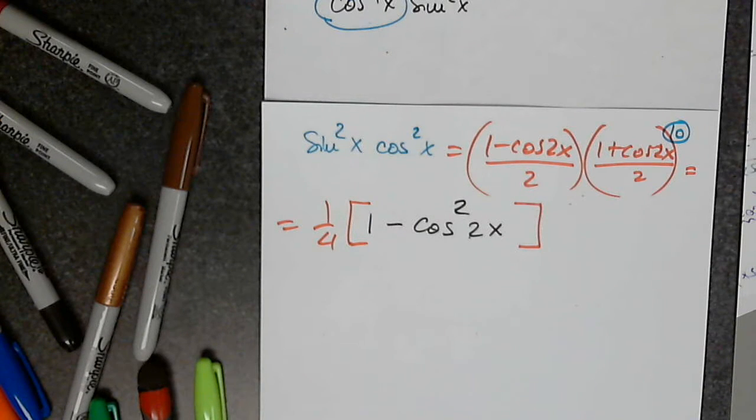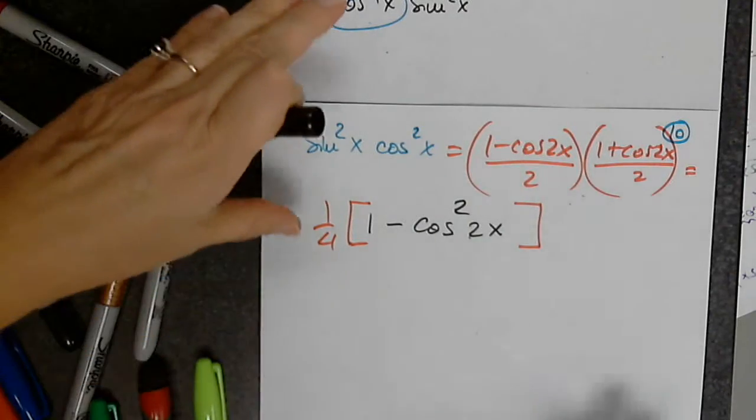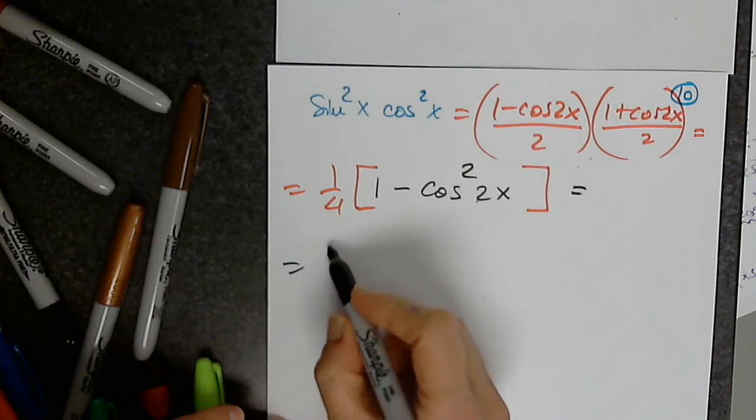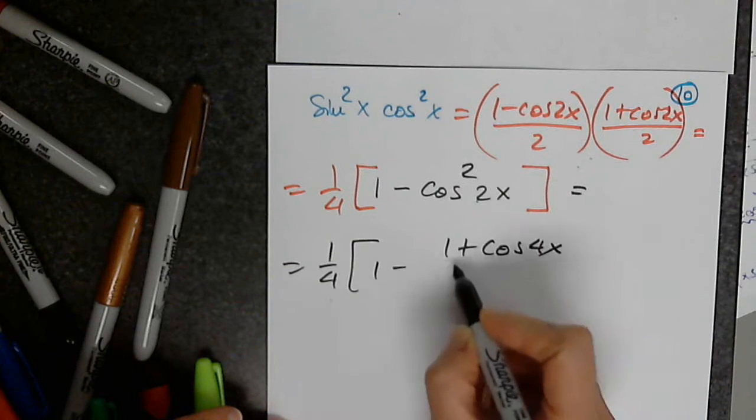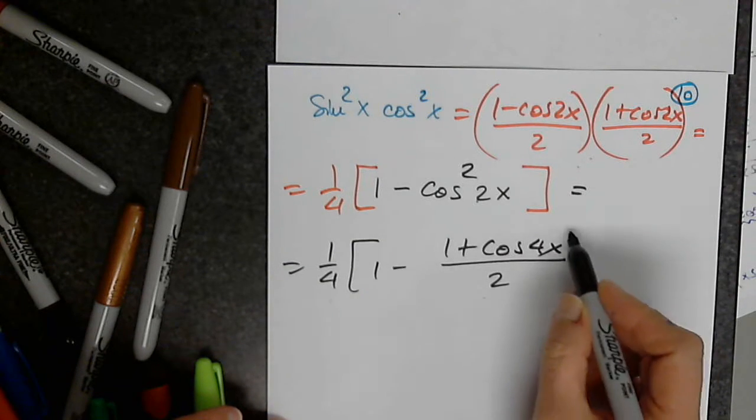Now I still have a cosine that has another power than 1. What do I replace cosine squared of 2x by? 1 plus cosine 4x. Very good. Over 2. Yes. Excellent.